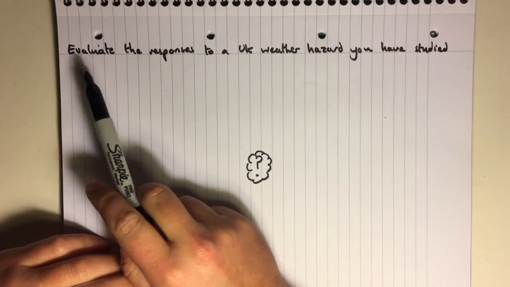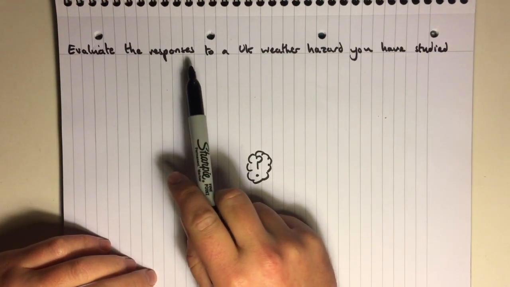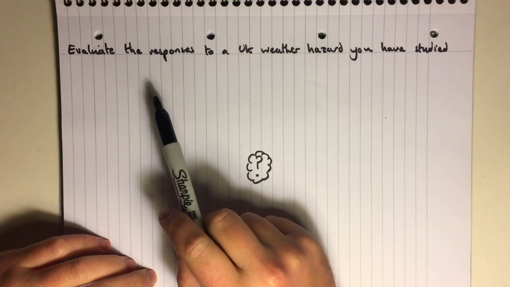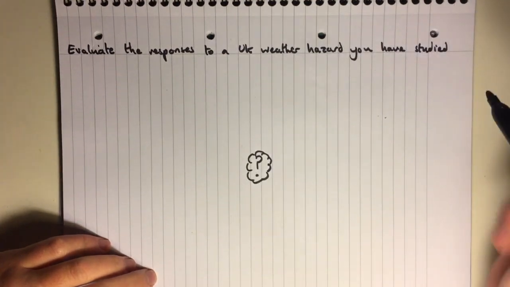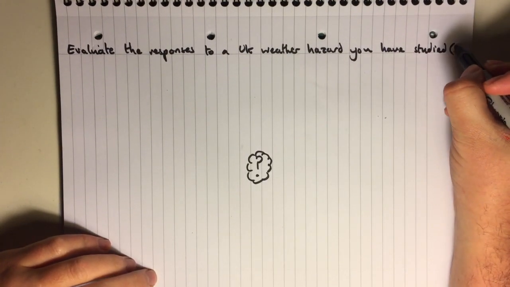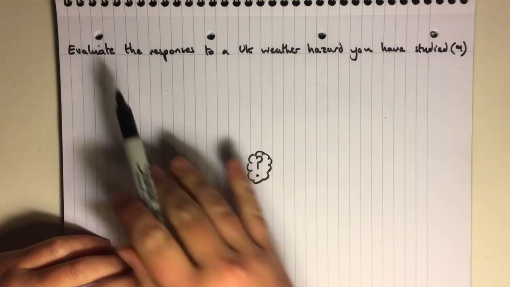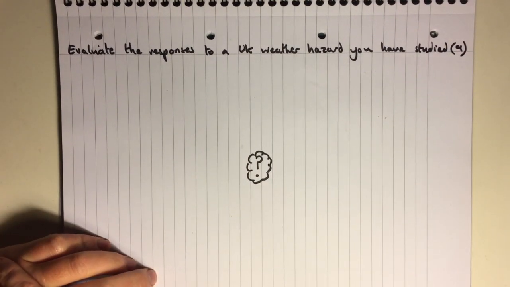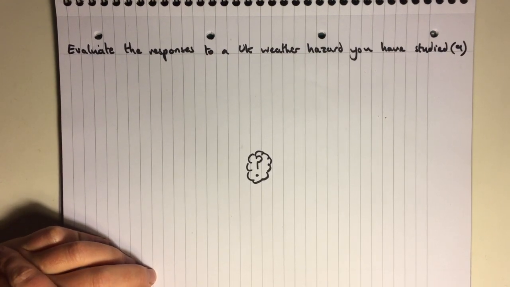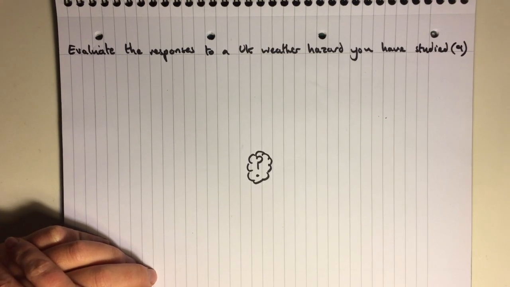So I'm going to start off today with: evaluate the responses to a UK weather hazard that you have studied. So again, this is a classic type of 9-mark question, and as a lot of the 9 markers are often asking us to do, they're asking us to be evaluative, whether they come up with something like assess the extent or those kind of starters to the questions.